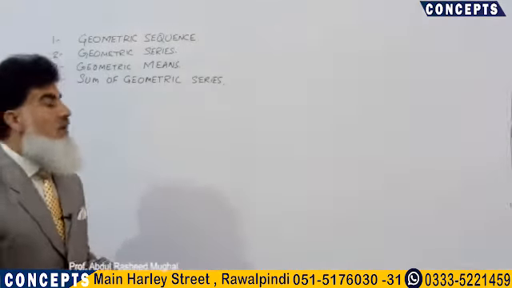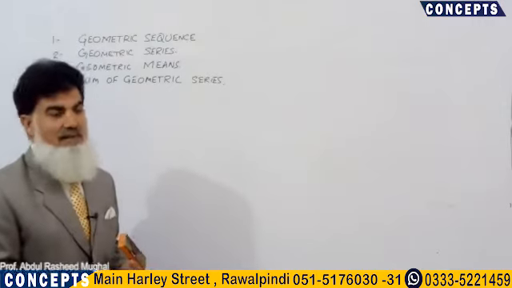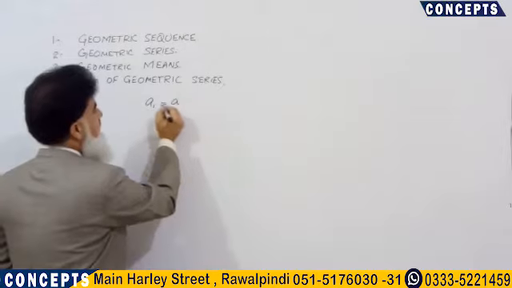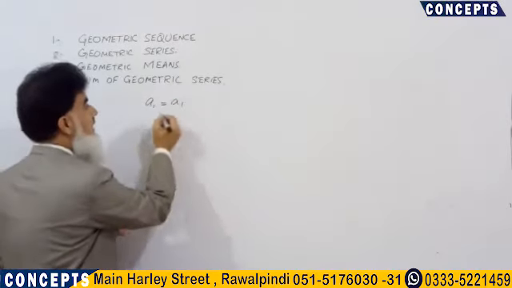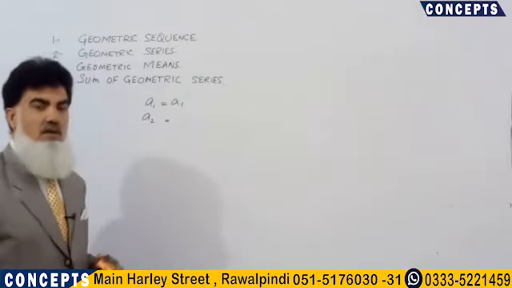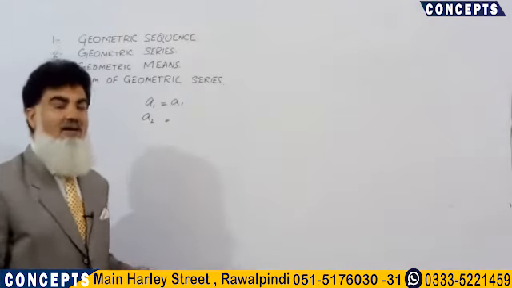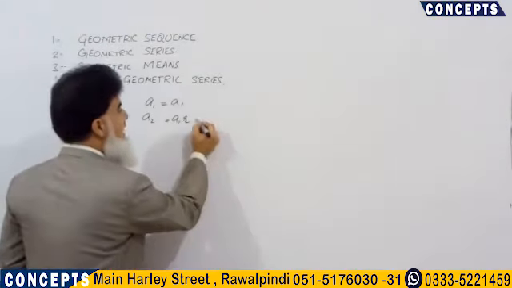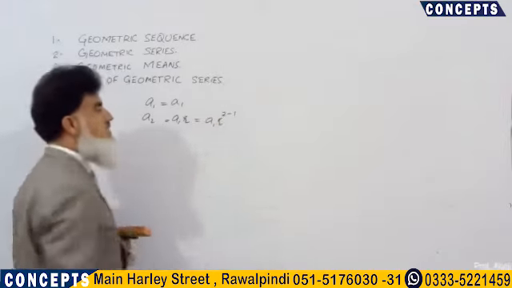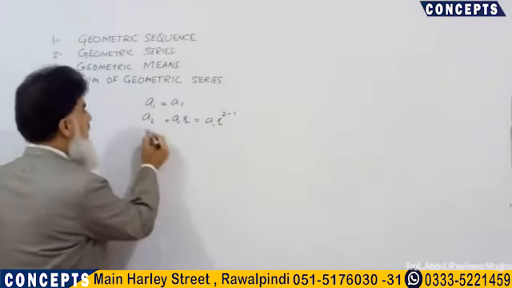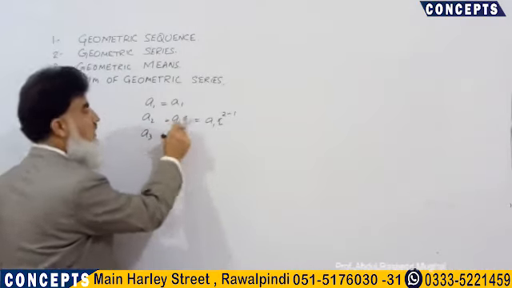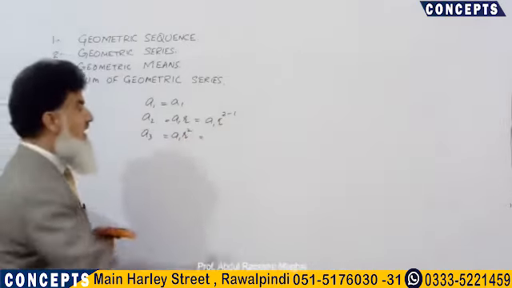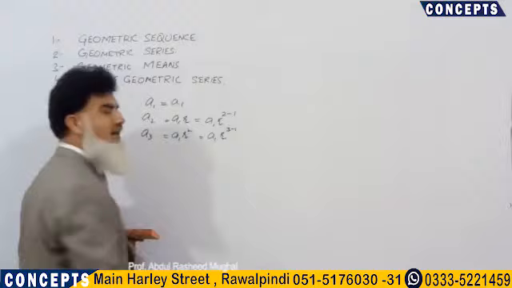Now I shall try to derive the formula to find out the nth term of the geometric sequence. If I represent the first term as A1, to get the second term of the geometric sequence, definitely I have to multiply the first term by R. The first term multiplied by R will give us the second term of the sequence, and this second term can be written as A1 R raised to 2 minus 1. Coming to the third term, now the second term is multiplied by R. You will get A1 R square. Now A1 R square can be written as A1 R raised to 3 minus 1.